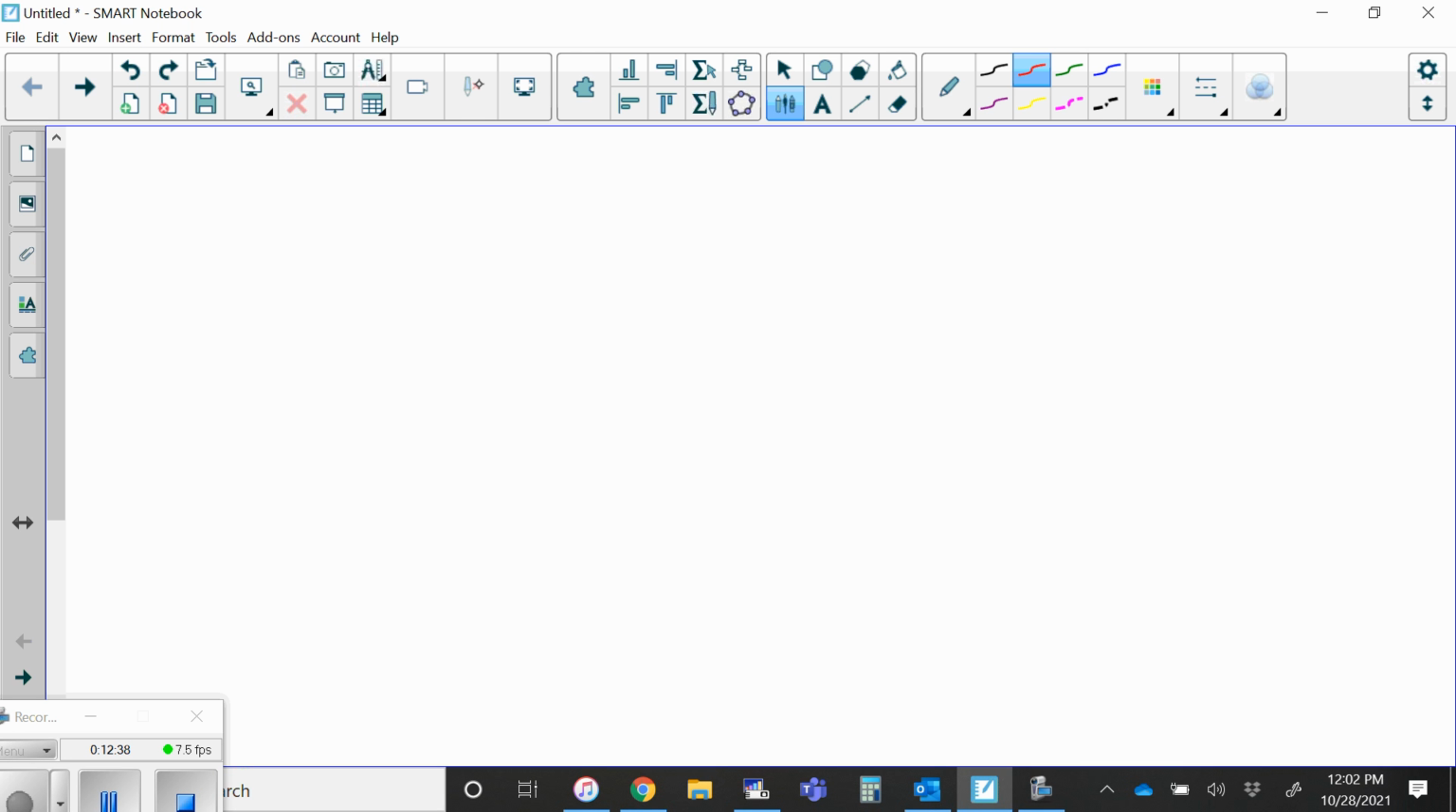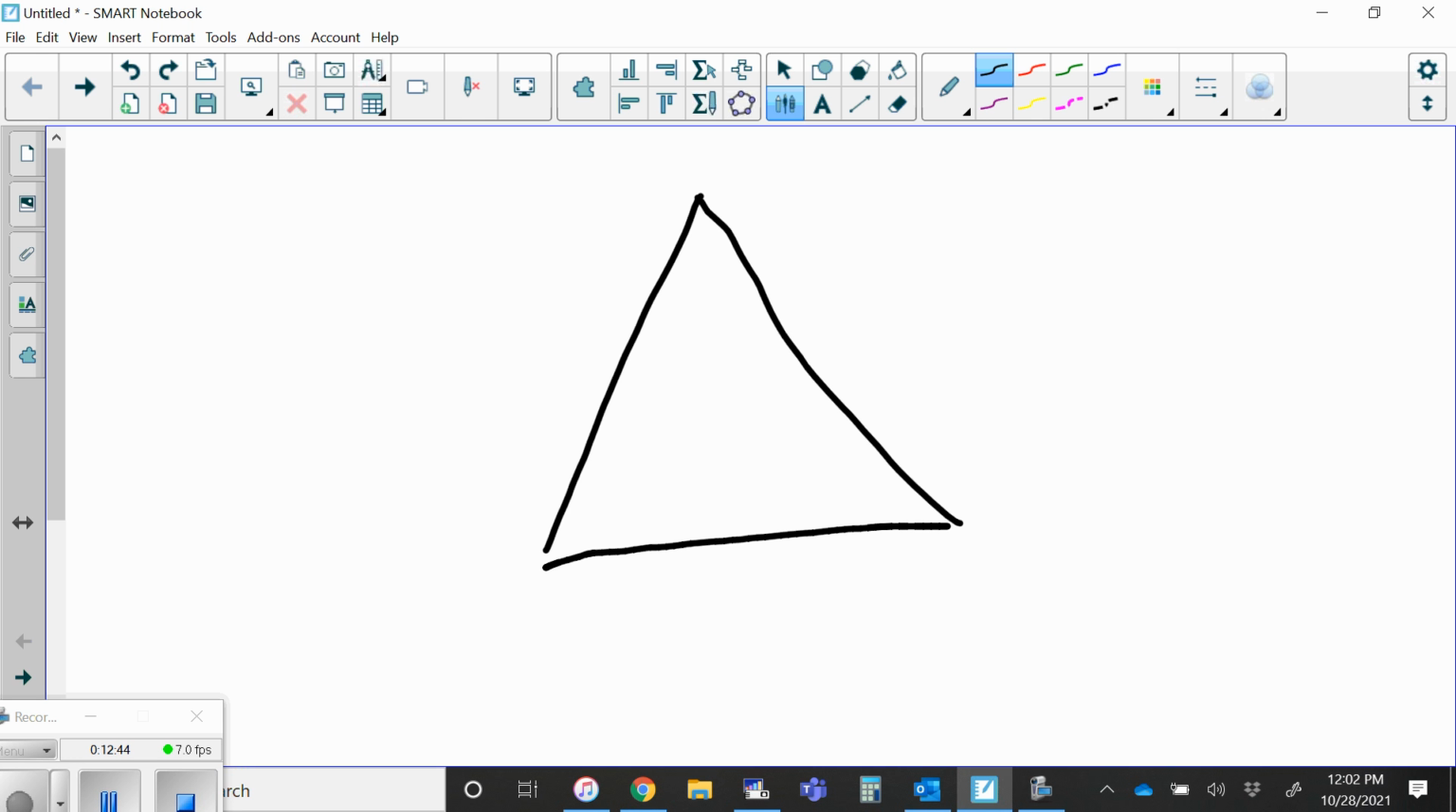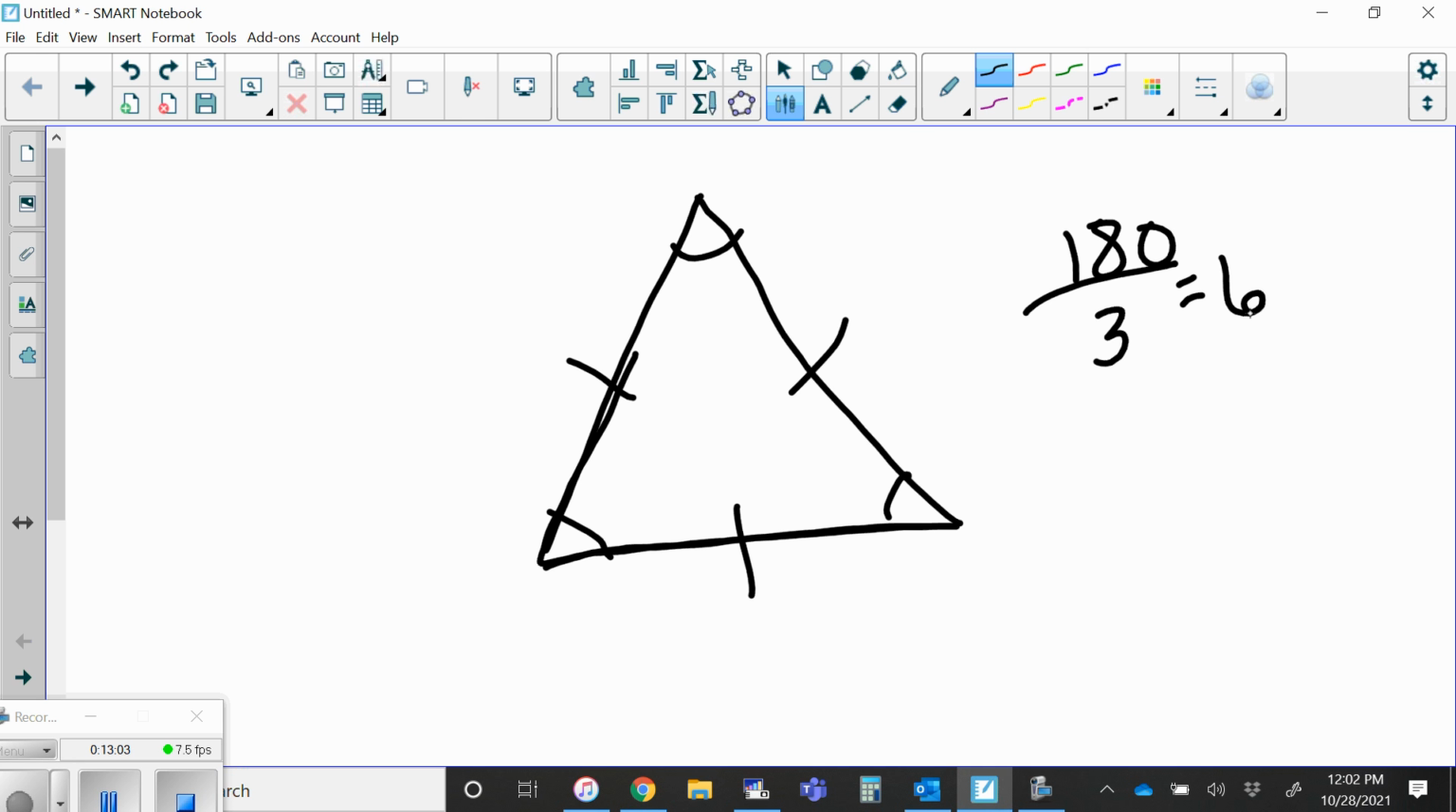All right, equilateral triangles real quick. What do you know about equilateral triangles? All sides are the same. And what else? Yep, and what are the angles actually? If they're all the same angle, we would take 180 and divide it by what? When you take 180 divided by 3, you get, so every angle is 60 degrees.